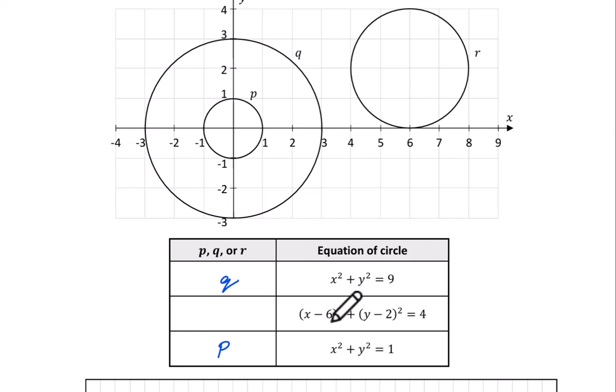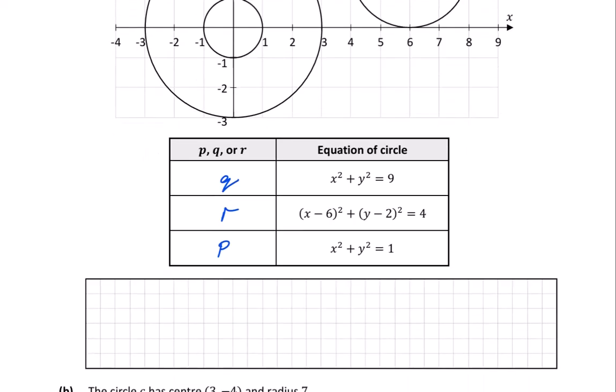Well, we can see here that the center is plus 6. You change the sign and take this number. Plus 6 plus 2. Again, you change the sign and take this number here. So it's 6, 2. And you can see here that the center of this circle R is 6, 2. So this must be R here. Okay, so that's that one done.